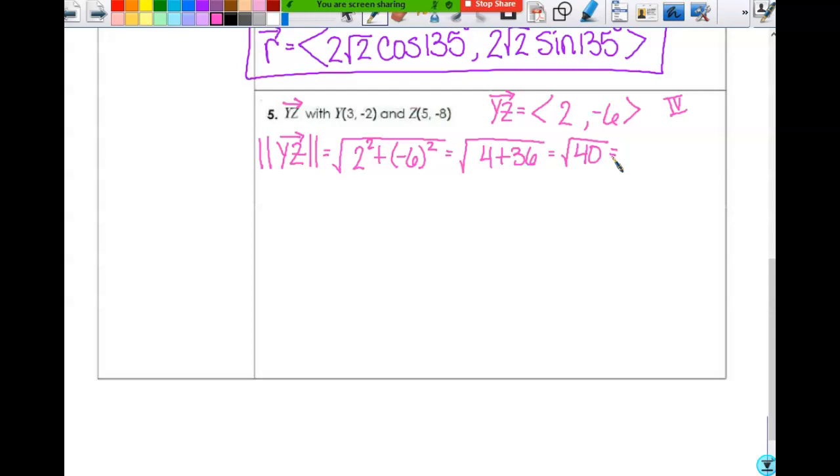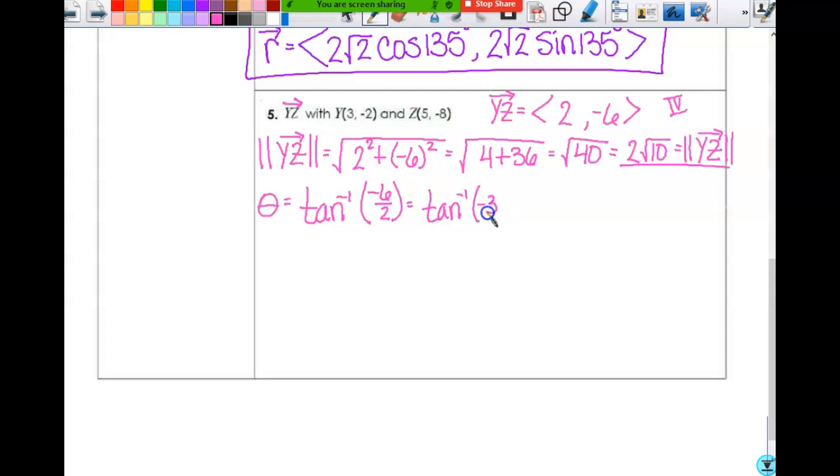What is the square root of 40 reduced to? Very good. 2 square root of 10. That is the magnitude of YZ. Okay. Any questions at this point? All right. Let's find our theta then. Theta is the tangent inverse of b over a, so that's going to be negative 6 over 2. So that is the tangent inverse of negative 3.